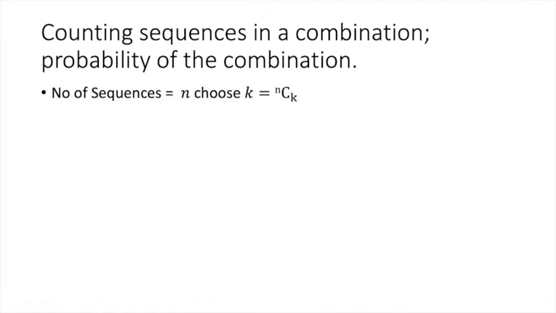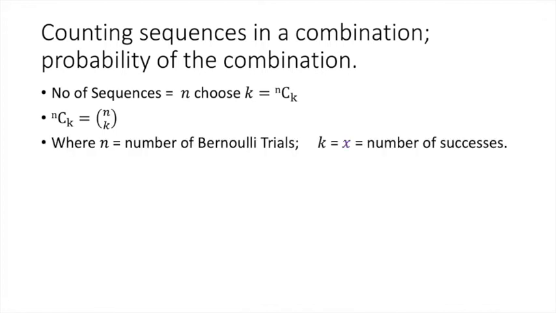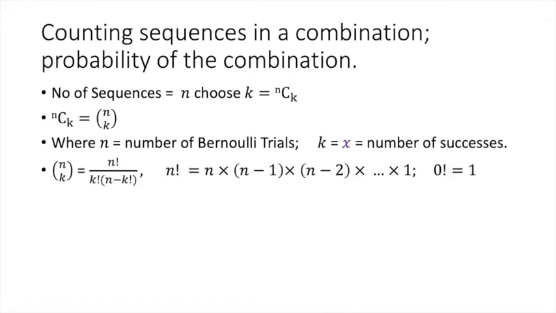Different sequences that correspond to the same combination are computed via this formula here. We call this n choose k or nCk. We also use these large brackets to represent n choose k as well, as on your screens. Here n equals the number of Bernoulli trials and k is the same as small x, which is the number of successes. Note, success means what we are counting. So a disk failure is a success here.